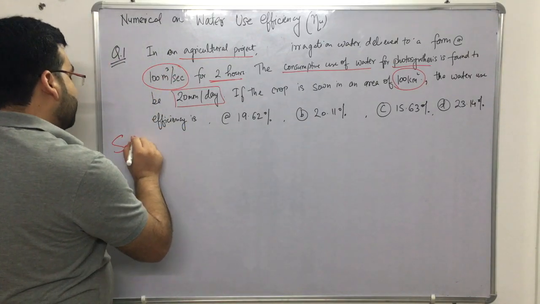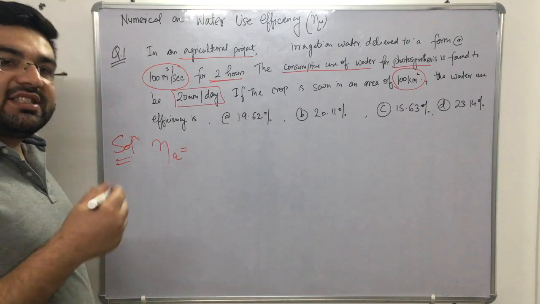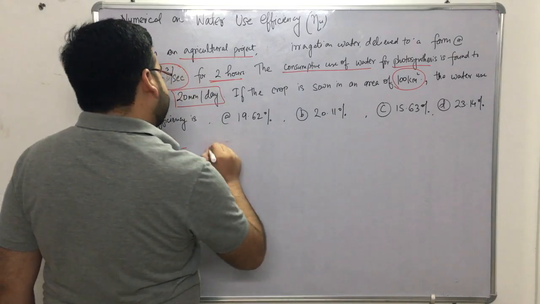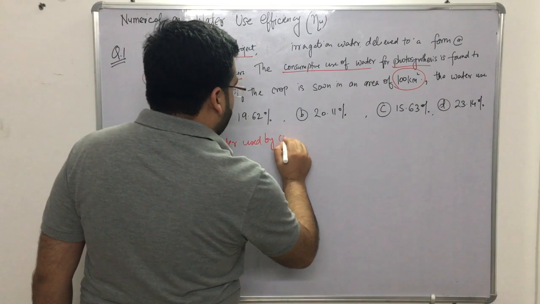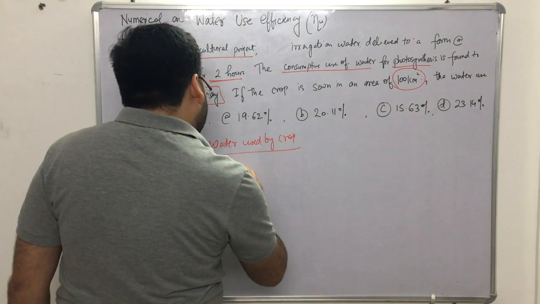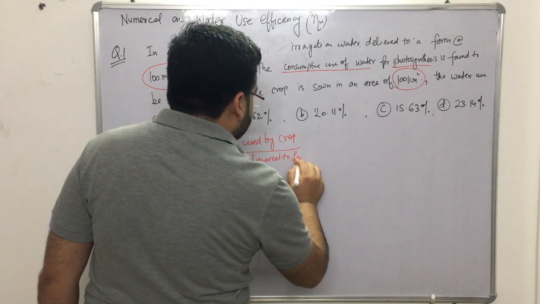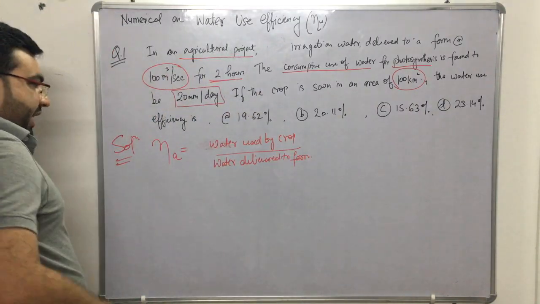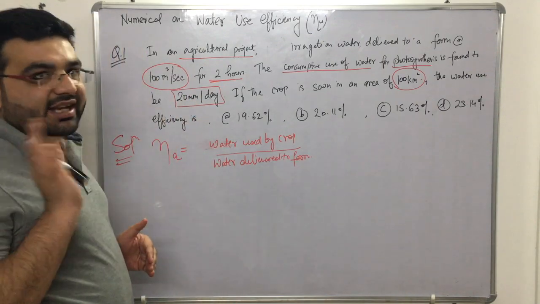So solution, we have to calculate the water use efficiency, which is equal to the consumptive use, the water used by the crop, divided by the water delivered to the farm. Simple, right? Now what we have to do is calculate the water used. So how much water is used? 20 mm per day of water is used by the crop.